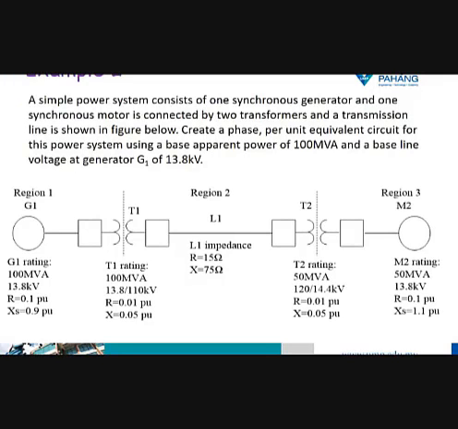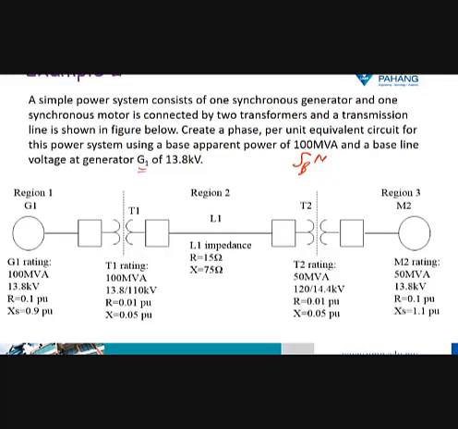So example 2. A simple power system consists of one synchronous generator and one synchronous motor, connected by two transformers and a transmission line, as shown in this figure. Create a per unit equivalent circuit for this power system using a base apparent power of 100 MVA, so this is S base new, and a base voltage at the generator G1 of 13.8 kV. So this is V base 1.